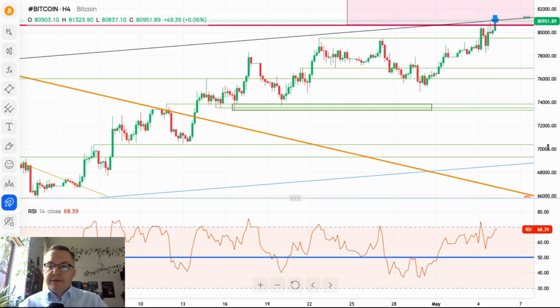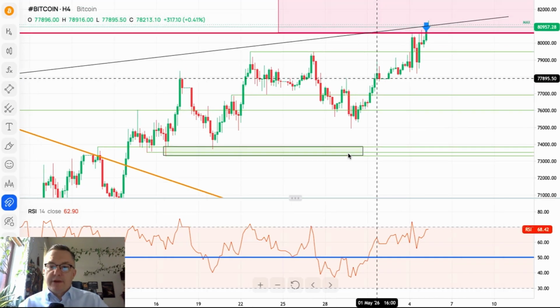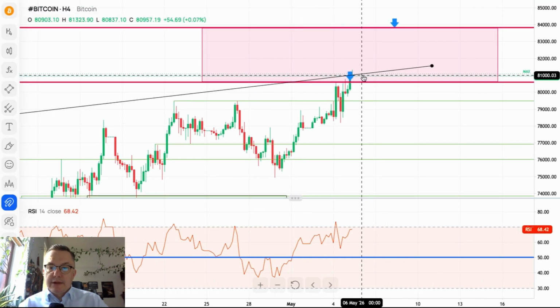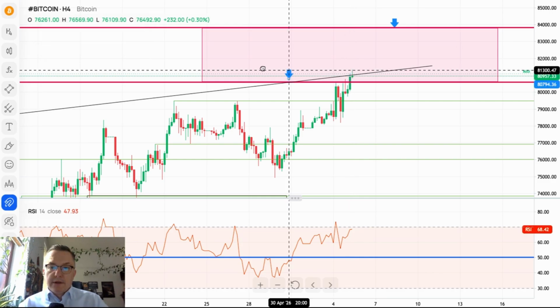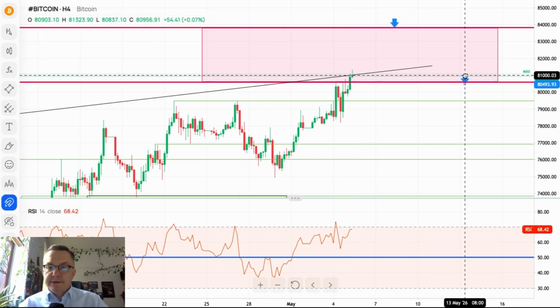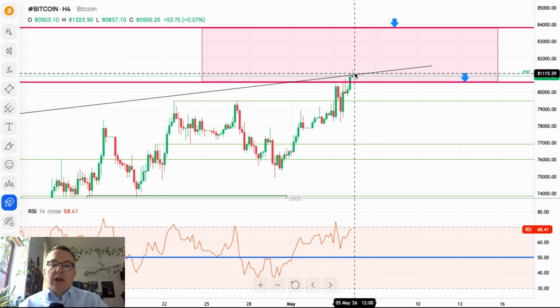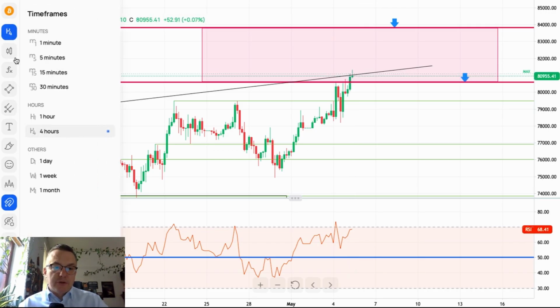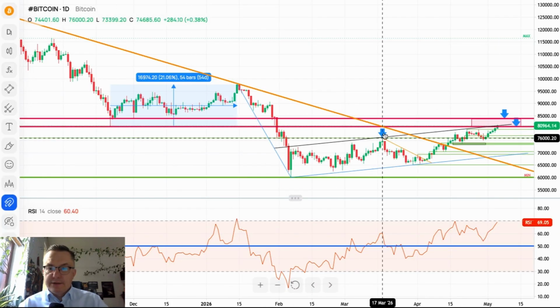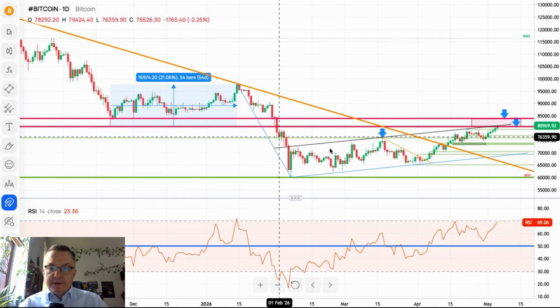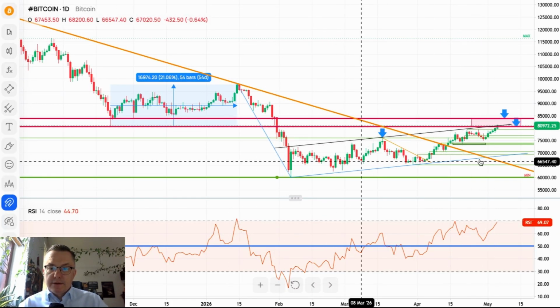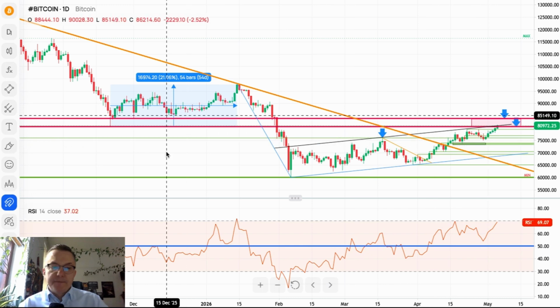And last but not least, Bitcoin. Bitcoin finally is trading above the level of 80,000. So this situation here means that we hit exactly the upper channel line or upper flag pattern. Let me just show you this on a daily time frame chart. This is where we are right now. This upper flag pattern line, the black one, has been hit.